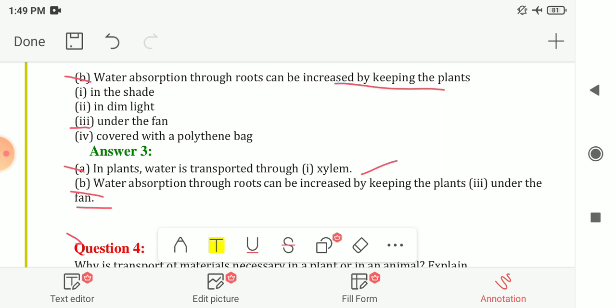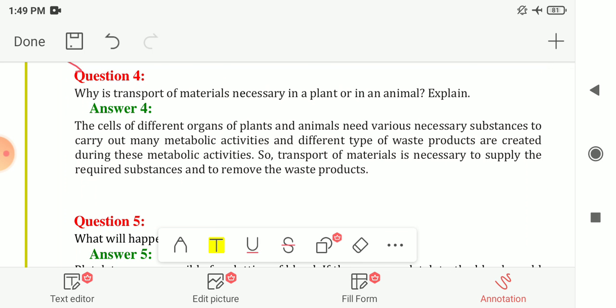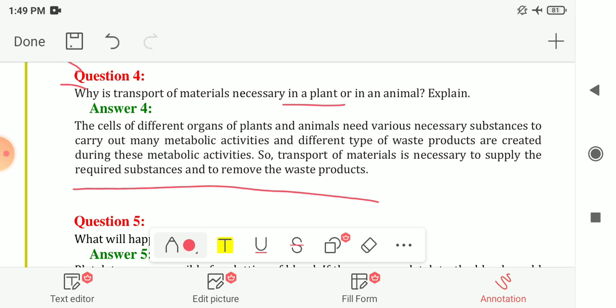Now next question is question number 4. Why is transport of materials necessary in plant or in an animal? Why is the transportation of these different materials necessary in plant or in animal? So the cells of different organs of plants and animals need various necessary substances to carry out many metabolic activities, and different types of waste products are created during these metabolic activities.